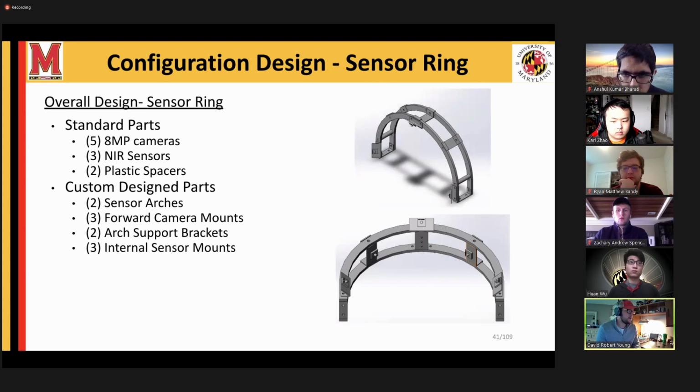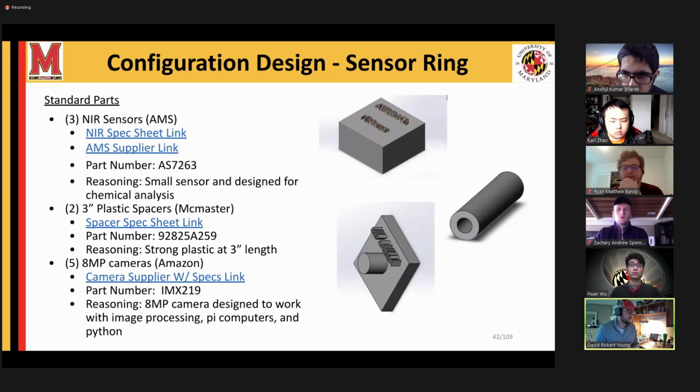The sensor ring is designed to identify the object before it enters the sorting mechanism and sorting bins. It is composed of 7 different parts. The quantities of each part are listed above. 3 of these parts are standardized parts, including the NIR sensor used to identify the material using near-infrared spectroscopy and an 8-megapixel camera used to identify the numerical code 1 through 7 on all the plastics. The last part is a plastic spacer used to give the arches rigidity. Using several different sensors, each sensor verifies the results with each other and meets our DSM requirements.